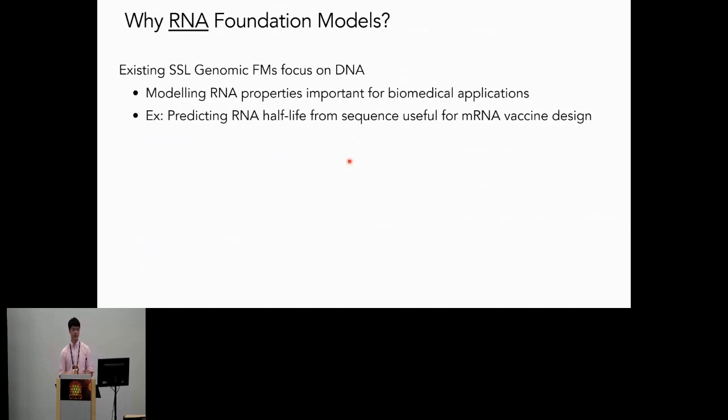Okay, so let's take a step back. Seems like there's a lot of models actually already. Why do we need RNA foundation models? And why do we even need IsoCLR to begin with?